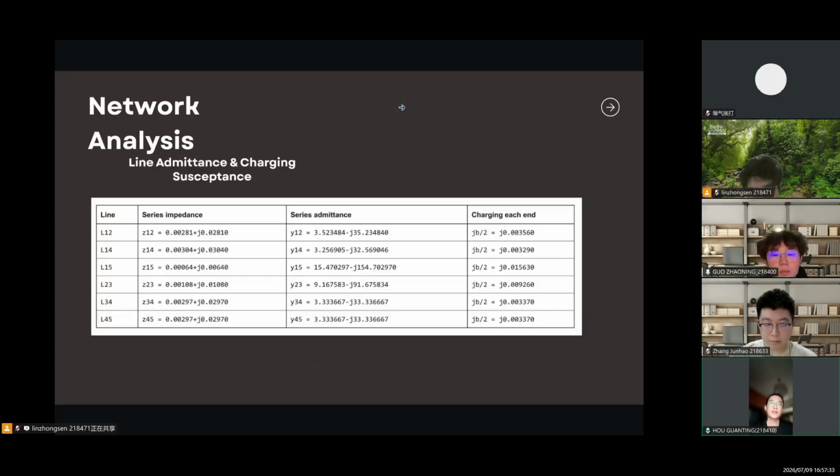Step 2 is the parameter conversion. We converted the series impedance into series admittance for all 6 lines. We also found the charging admittance at both ends of each line. These values are basic building blocks for our system matrix.